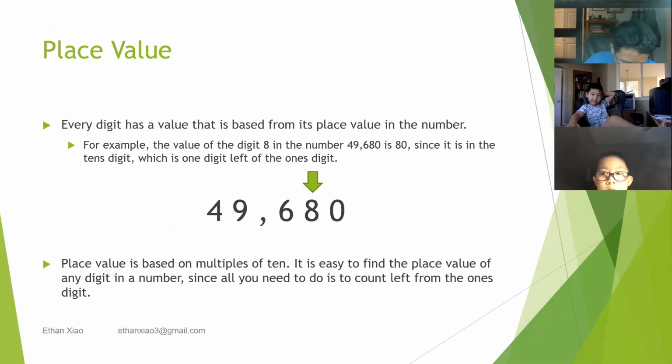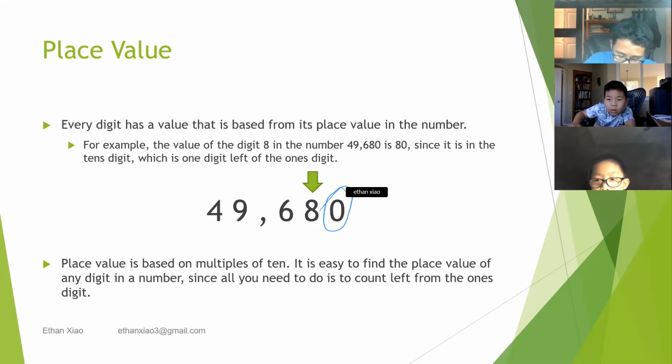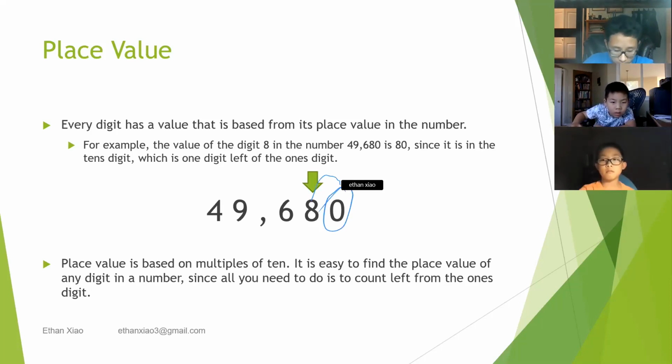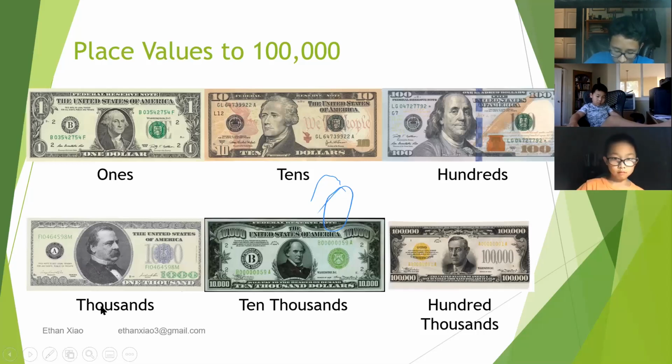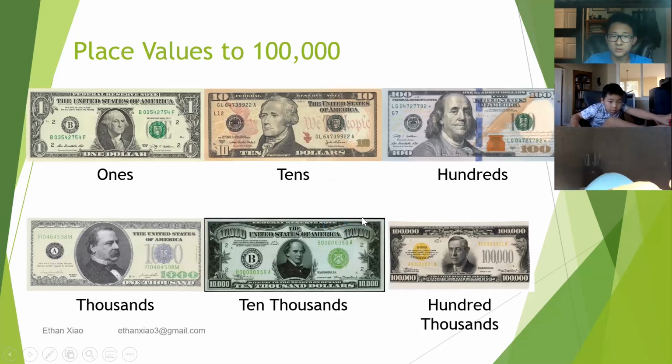As you can see here, this is the ones digit, and the tens digit is one space left of the ones digit. Place value is based on multiples of 10. It's easy to find the place value of any digit in a number, since all you need to do is count left from the ones digit. Every place value has a certain number of spaces you need to count left of the ones digit. So these are all of the place values up to 100,000.